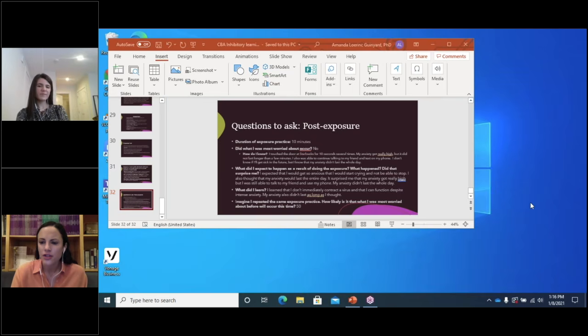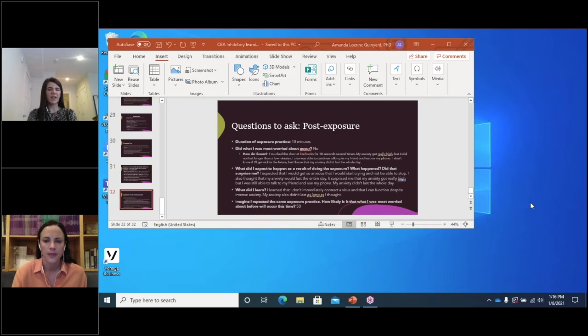Okay, this person's asking, could you use an example of using SUDS going down over time during an exposure for expectancy violation? For example, the person thinks they will stay at a high level of anxiety the whole time they're in the situation, then they track SUDS to see if this happens.